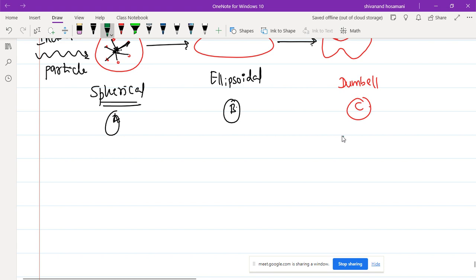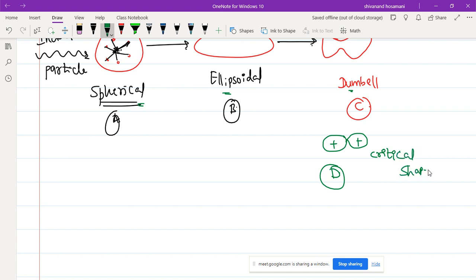What do you mean by this critical shape? The critical shape is exactly where one part and the other part are just separating, because this is also a proton part, this is also a proton part of the nucleus. So first it is spherical, ellipsoidal, then dumbbell, then the fourth stage, D stage, is called the critical shape. After this, it goes into fission.